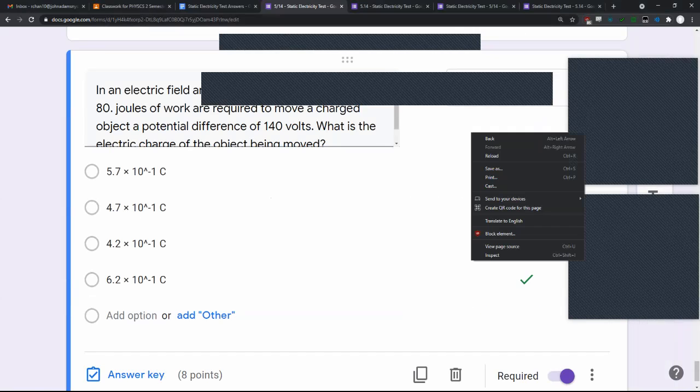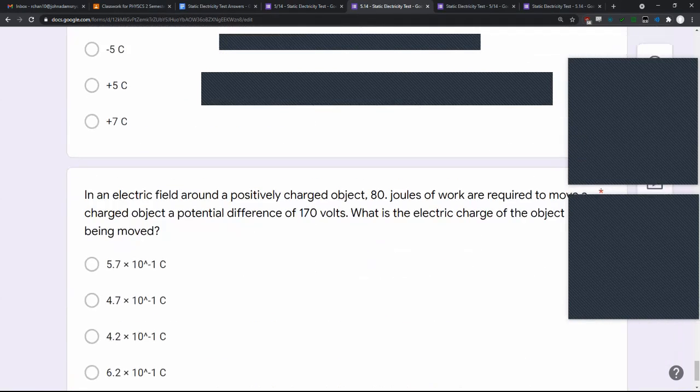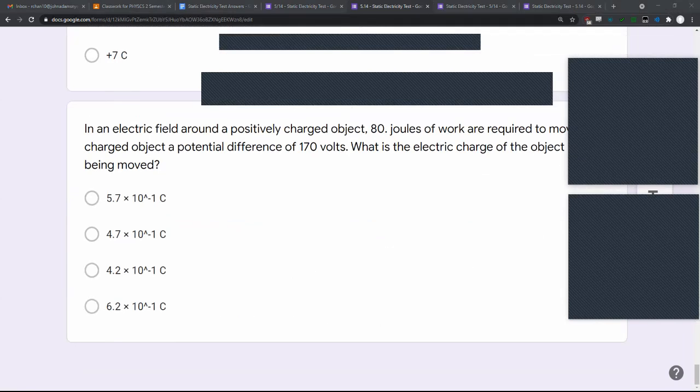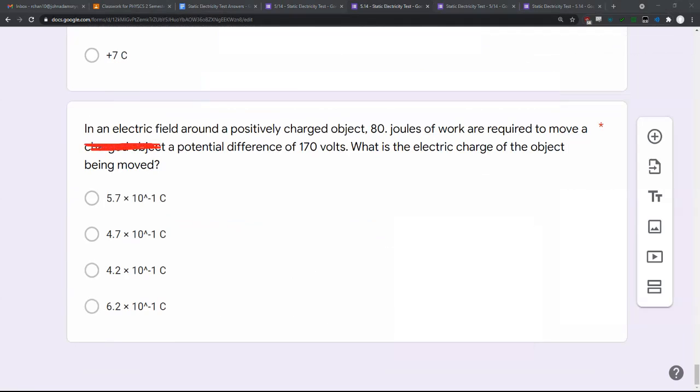Number 12. Now there was an error in number 12. I fixed it by now. The error was that instead of a charged object, I wrote electron. Now, if you're writing down your knowns, you would be confused, because you would write down your work done, so you have 80 joules of work. And then you read electron.